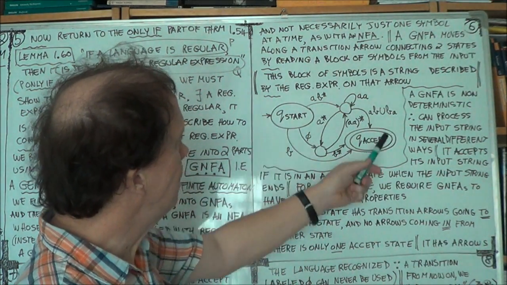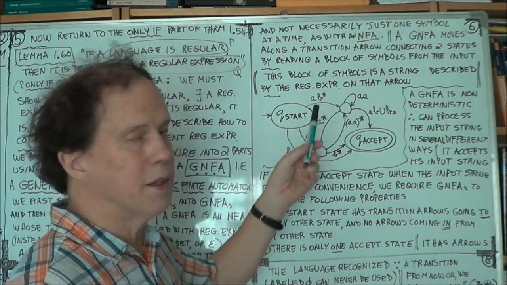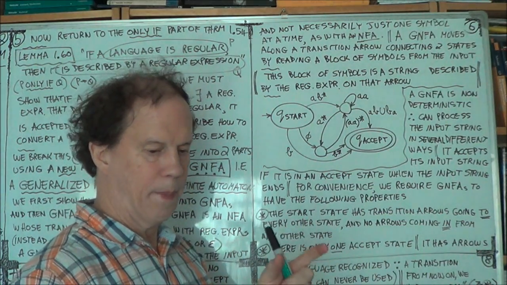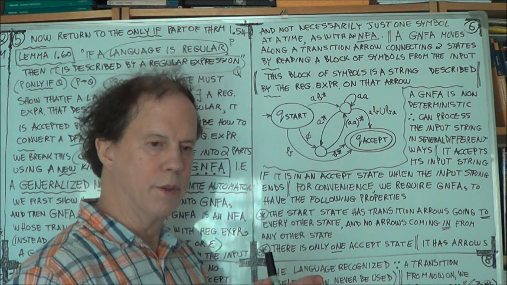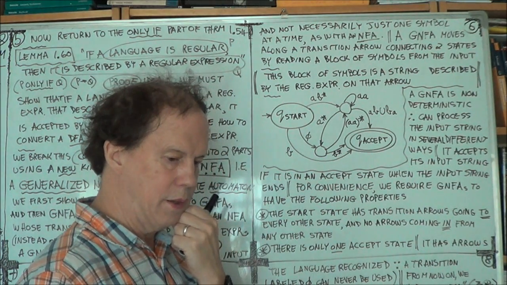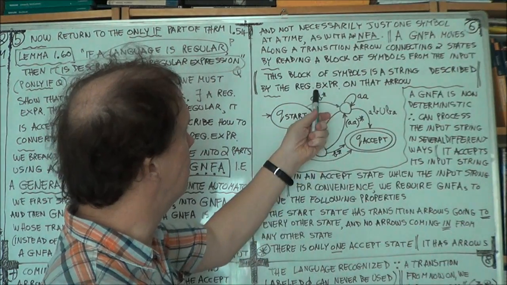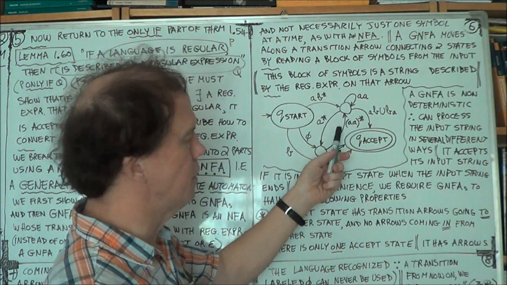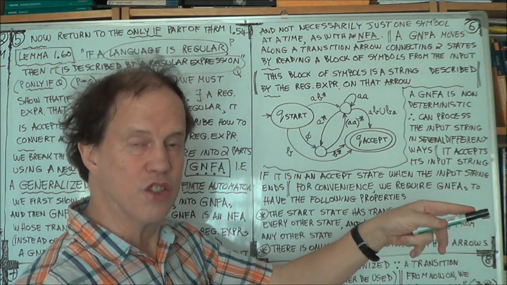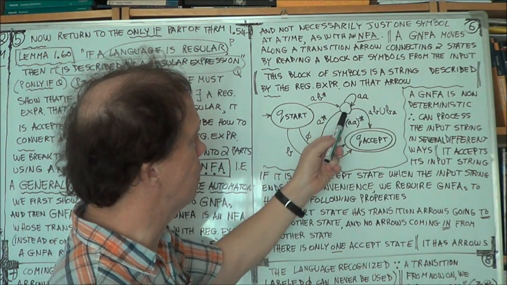So effectively, to get from one state to the next, you're reading a block of your input string, like a substring, okay? And if you read a block that corresponds to the label on a transition arrow, then you transition to the next state, the state that the arrow points to.